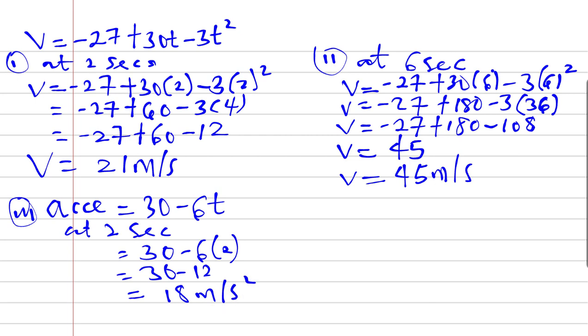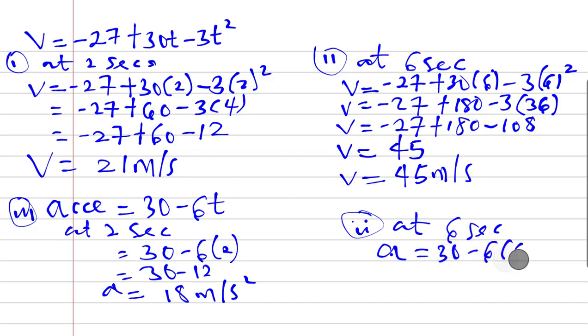And the next one, at 6 seconds, that will give us a equal to, don't forget, 30 minus 6 into 6. And that means our a is equal to 30 minus 36. That's minus 6 meter per second square.